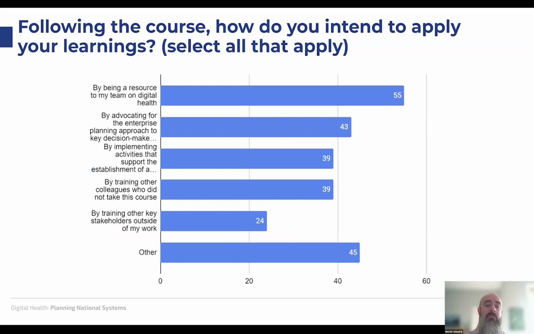Here's the data for how people intend to apply the learnings. Again, this is a range of types of actions: being a resource to the team in digital health, advocating, implementing activities directly from the course, training other colleagues, and training key stakeholders outside of their work directly. Oftentimes it's advocating to companies or private sector actors, or if you're a donor government, trying to get people around the same table to have the same ideas.